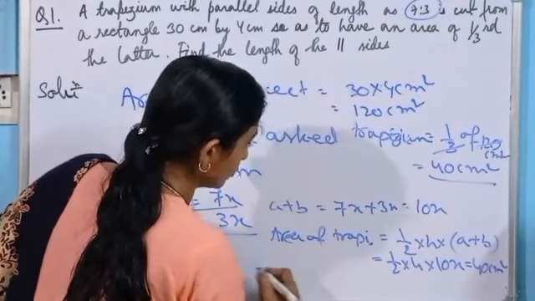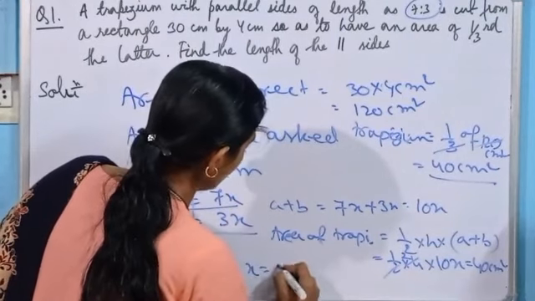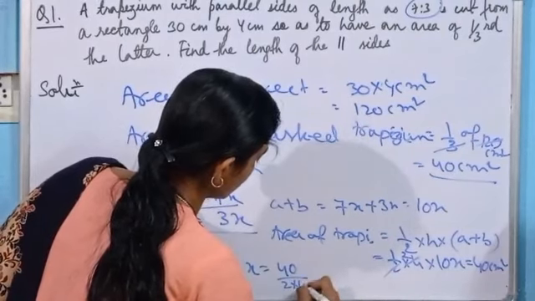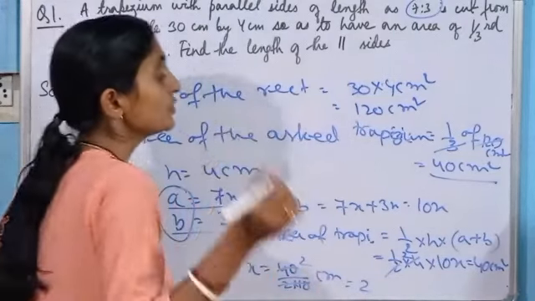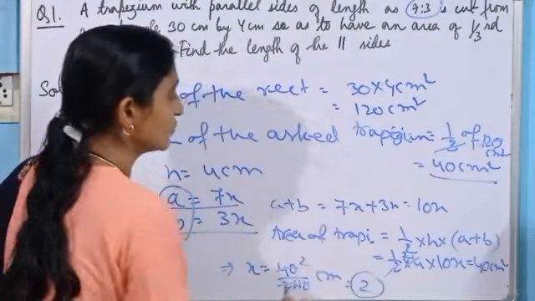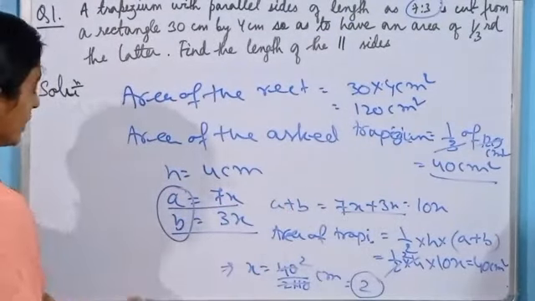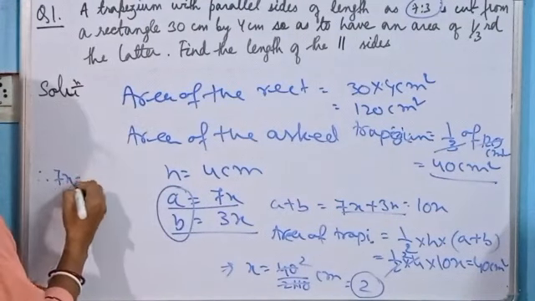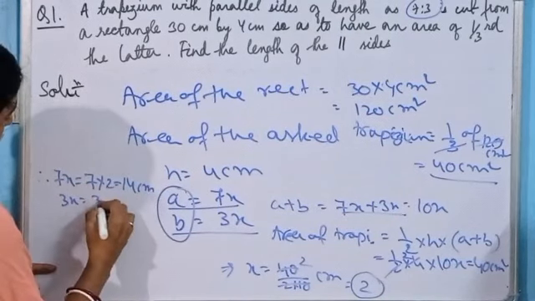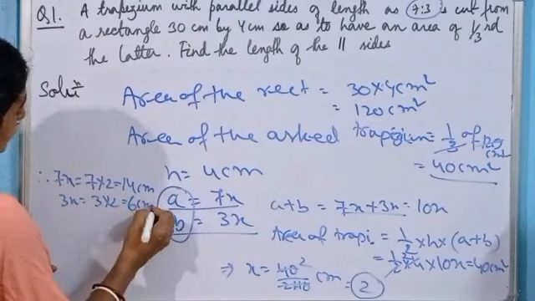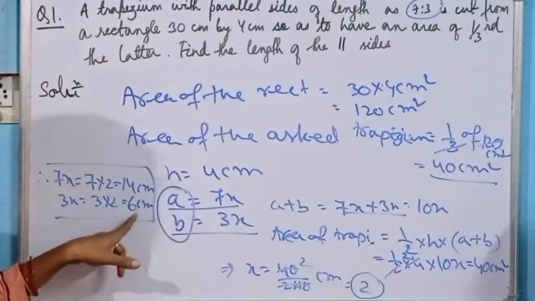Okay, so let's solve it. What can we get? Yes, it will be 2. So x will be 40 divided by 2 into 10, that much centimeter. So let's cancel. You will get x equal to 2. So if the value of x is 2, what will be the length of the two parallel sides? Therefore 7x equals 7 into 2, that means 14 centimeter, and 3x is equal to 3 into 2, which is 6 centimeter. So your answer, the length of the two parallel sides, will be 14 centimeter and 6 centimeters as per this question.